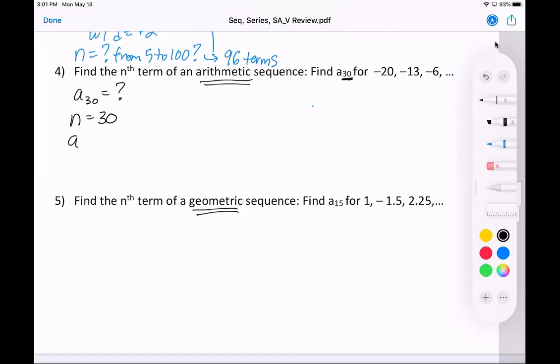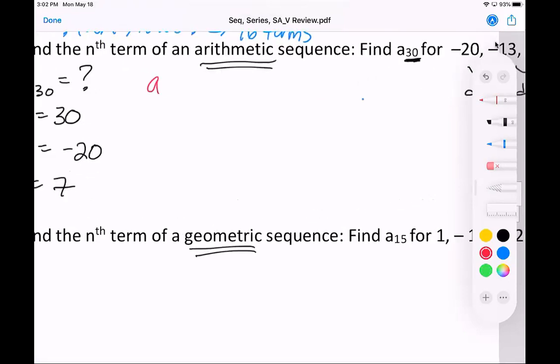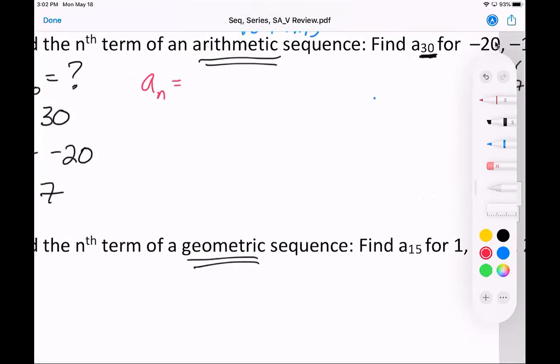And then the first term in the sequence is negative 20. And then the common difference, since it's arithmetic, you're adding or subtracting something. It looks like you're adding 7 each time. So another formula that will be helpful for you on your final exam is the arithmetic sequence formula, which is a sub n equals the first term plus n minus 1 times the common difference.